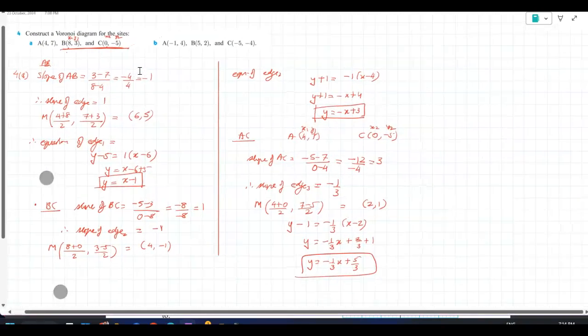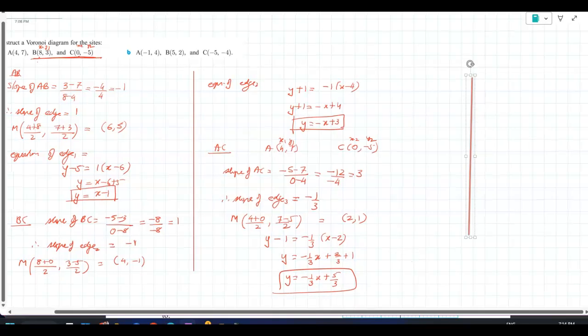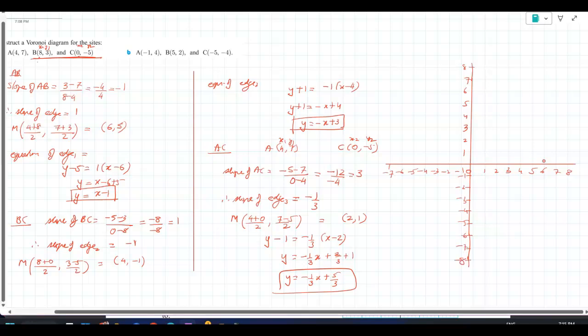Now what will you do is, the numbers go up to 7 and 8, so it's a big range. The axes go 0, 1, 2, 3, 4, 5, 6, 7, 8, and minus 1, minus 2, up to minus 7 on the y-axis. And the x-axis goes 1 to 8 and minus 1 to minus 8. Correct? Now plot.